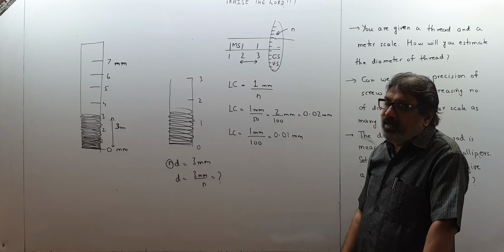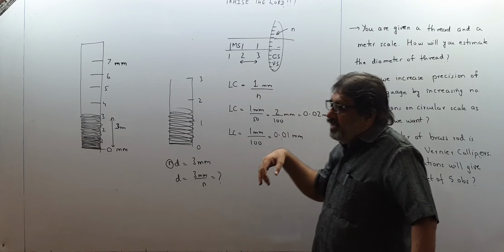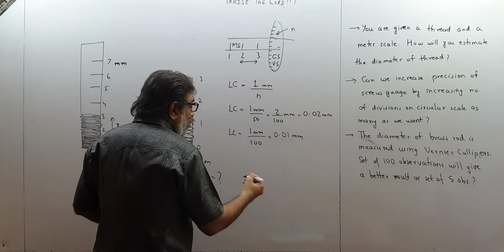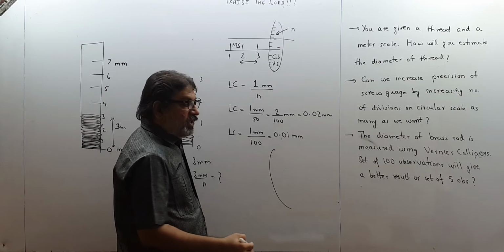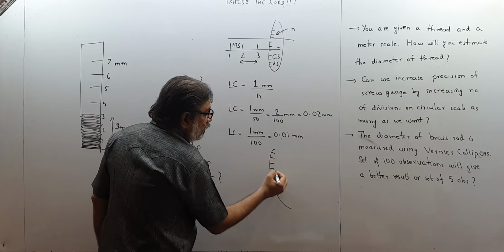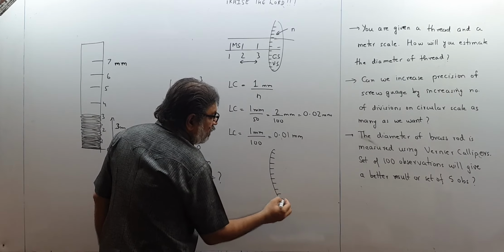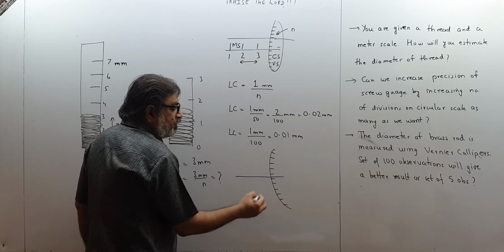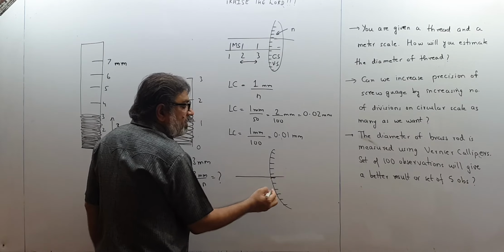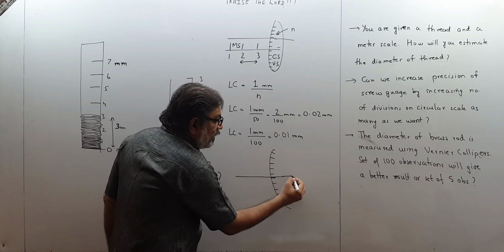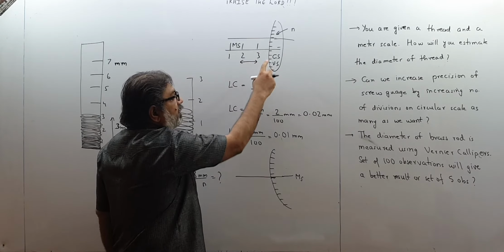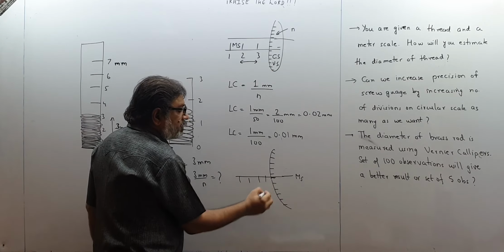But children, what will happen if you increase the number of divisions? Then the divisions will become very close, and think like this. This is the circular scale. Earlier you had only 50 divisions, so maybe your circular divisions will be like this, very far away from each other. This is the main scale, on which there are markings like this.